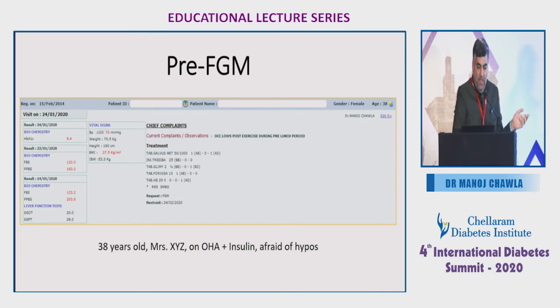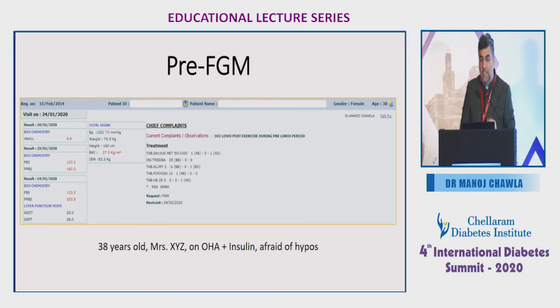Here I have a 38-year-old female, Mrs. XYZ, on orals plus insulin. She's already on vildagliptin, metformin, some glimepiride, some dapagliflozin, and degludec. This lady has an HbA1c of 9.4, as we can see on the slide. Clearly, she's not at target. Typically in clinical practice, you may want to look at the readings. The two readings she has are 123/203 fasting and postprandial, and the other reading is 120 and 160. So if you look at the lab reports, you don't see too much out of place.